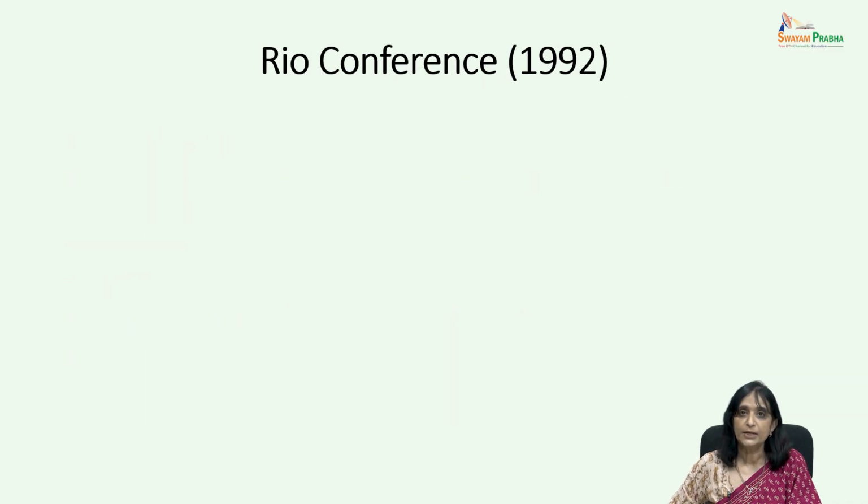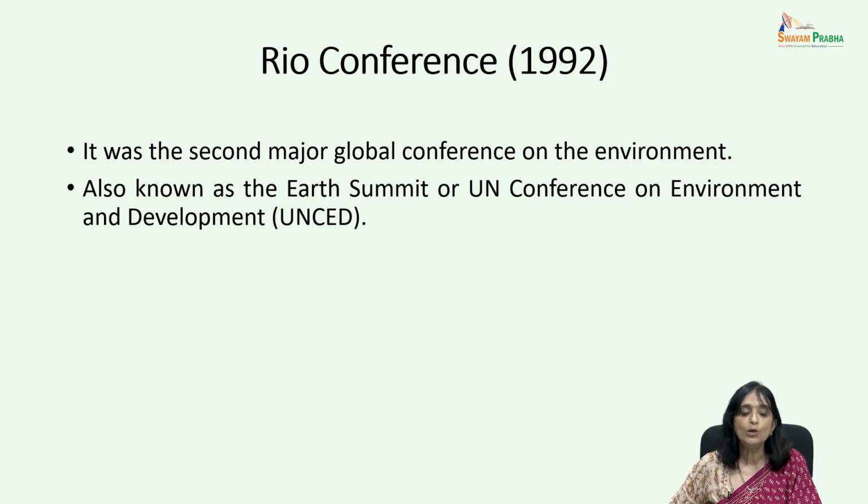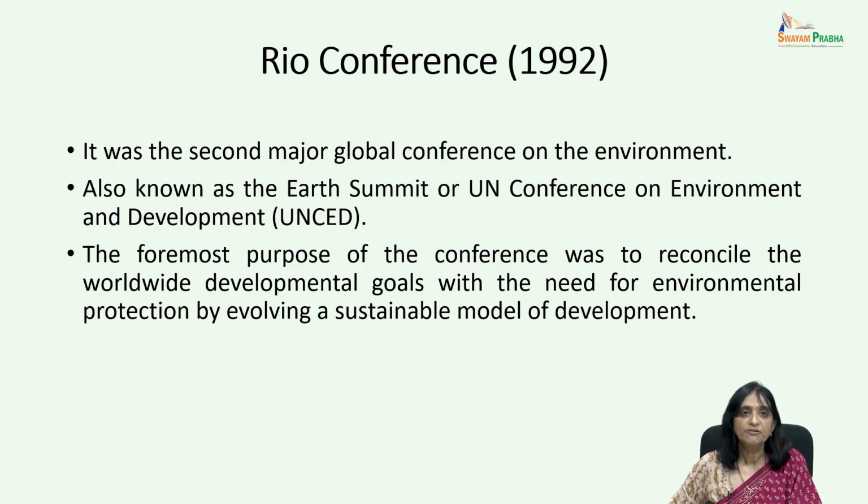Another important international agreement happened at the Rio Conference in 1992. It was the second major global conference on the environment after the Stockholm Conference. It is also known as the Earth Summit or the UN Conference on Environment and Development. The foremost principle of this conference was to reconcile worldwide development goals with the need for environmental protection by evolving a sustainable model of development.